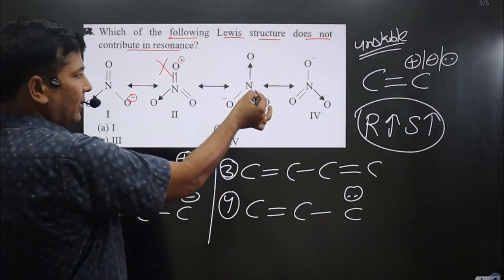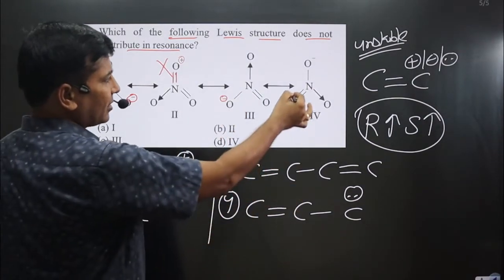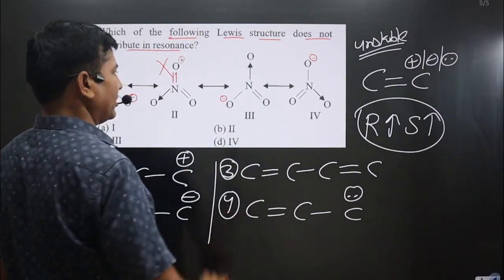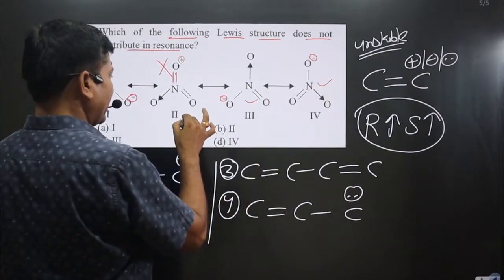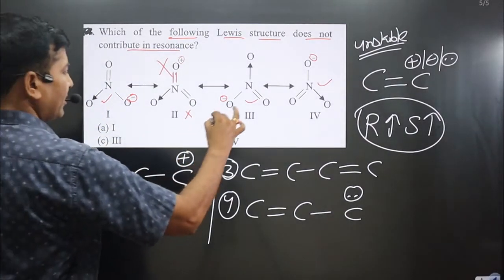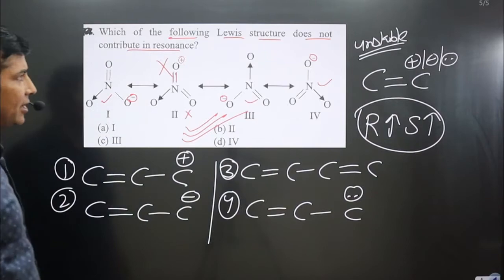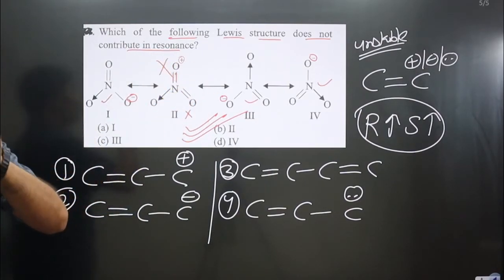In this case, double bond, single bond, negative charge, resonance is there. Here we have resonance, here we have resonance, here we have resonance, but in this case there is no resonance. Then we can say option B is correct. This structure does not contribute in resonance.